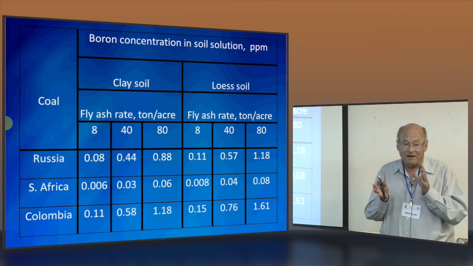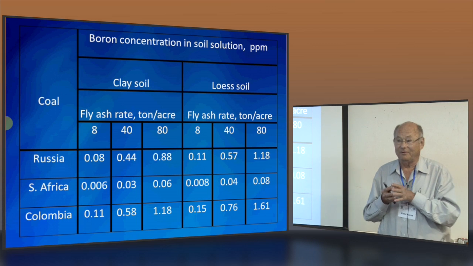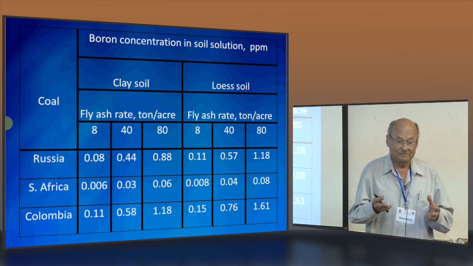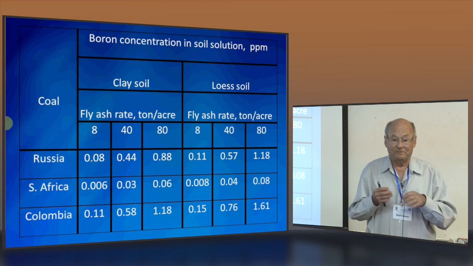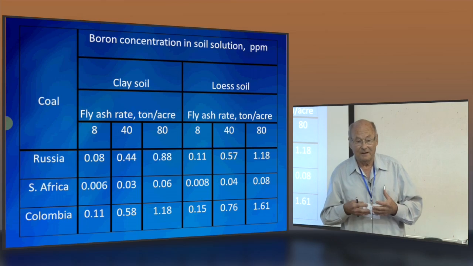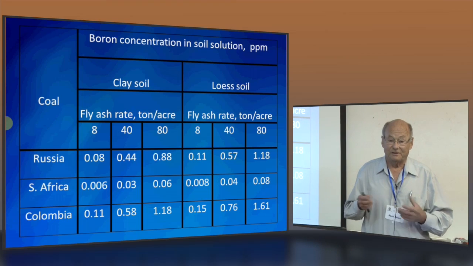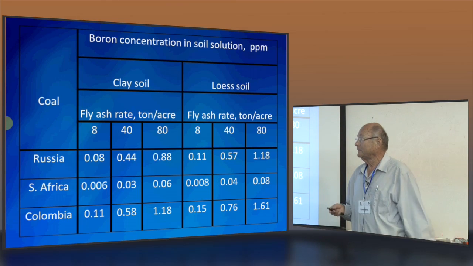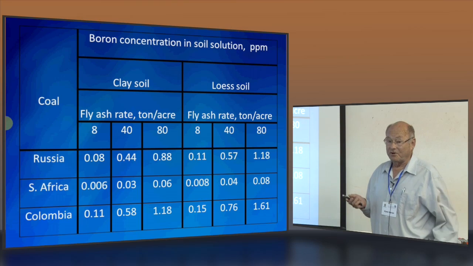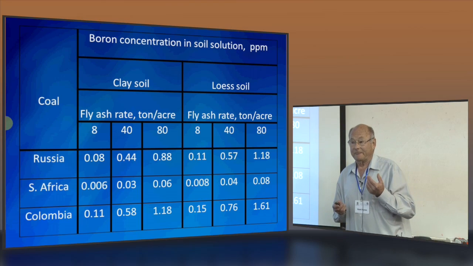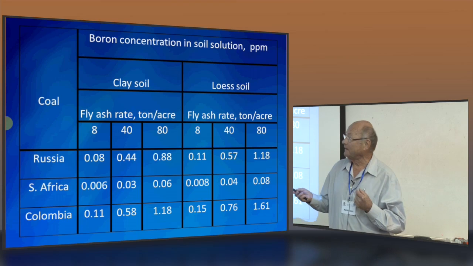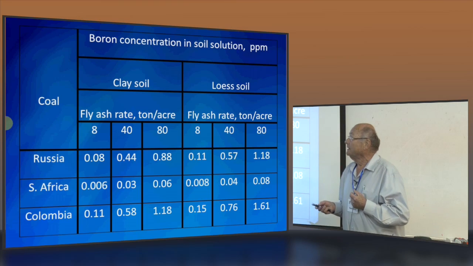So this means that it now depends not only on the soil that you apply to, but also on the crops that you are planning. Once you know all those factors, then you can plan how to use those materials efficiently. By switching from clay soil to loess soil, which has less clay and a field capacity lower than that of clay soil, the numbers go up.